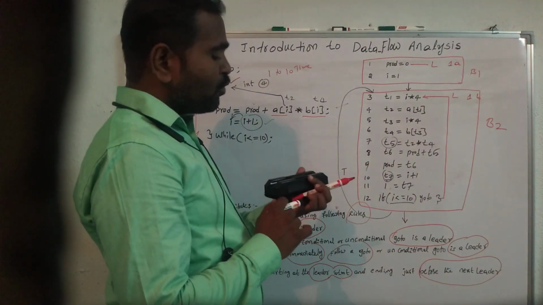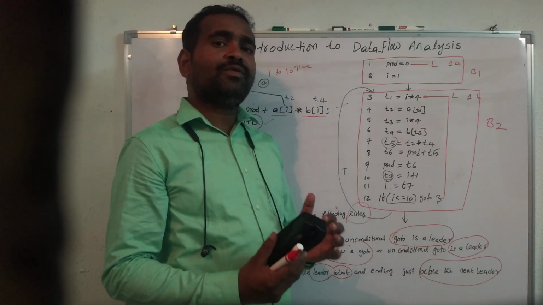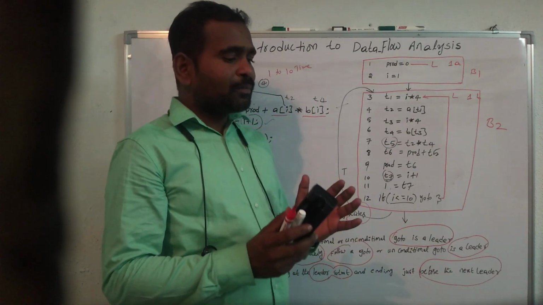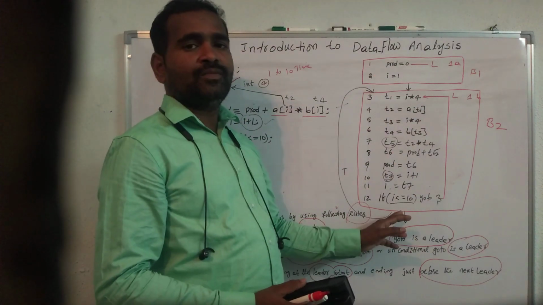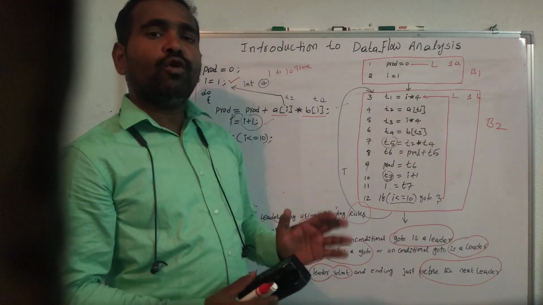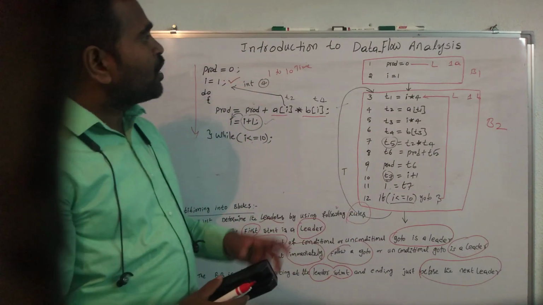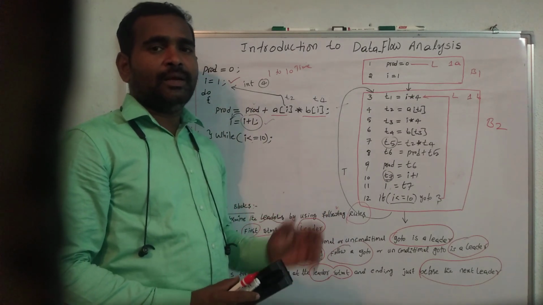In data flow analysis, what happens? Data flow analysis gathers information from our source program, and that information is distributed to our different blocks. So this is data flow analysis, flow control and basic blocks.